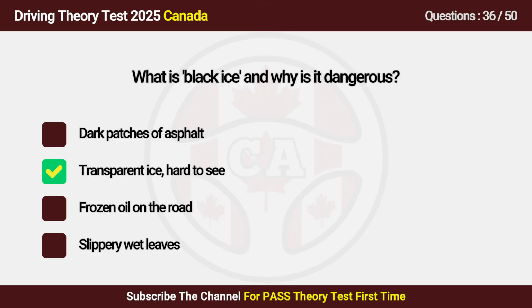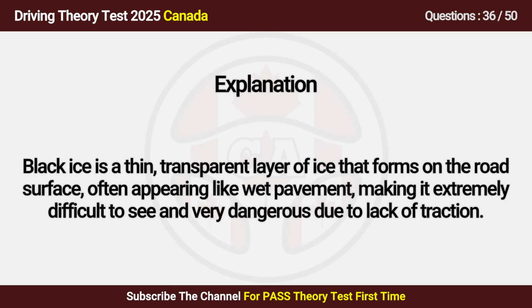Answer is B. Transparent ice hard to see. Black ice is a thin, transparent layer of ice that forms on the road surface, often appearing like wet pavement, making it extremely difficult to see and very dangerous due to lack of traction.